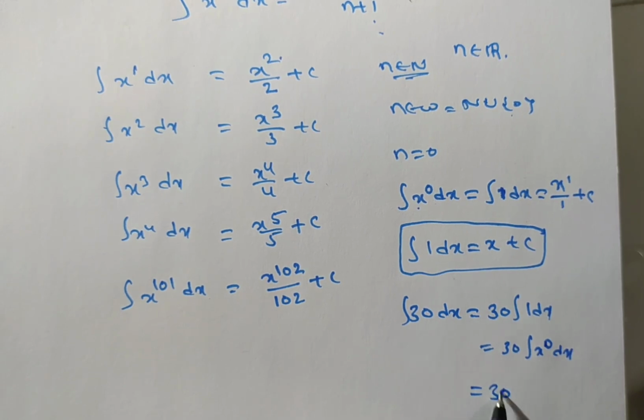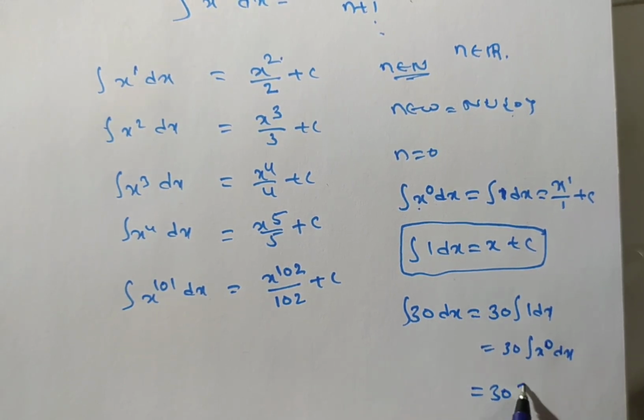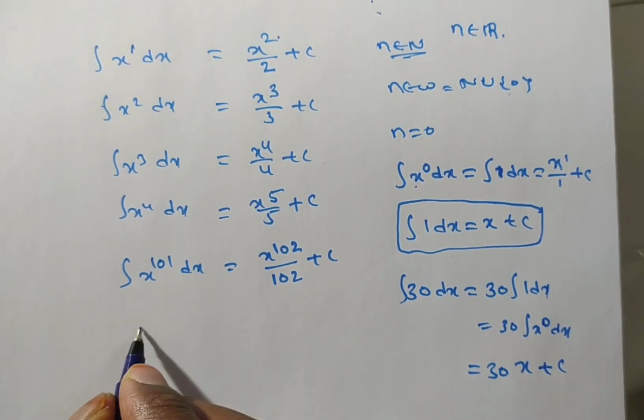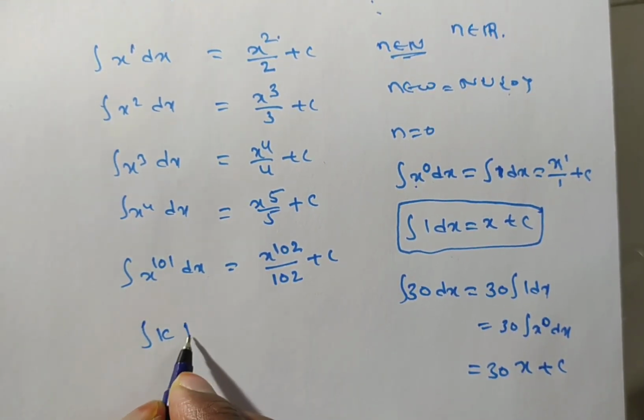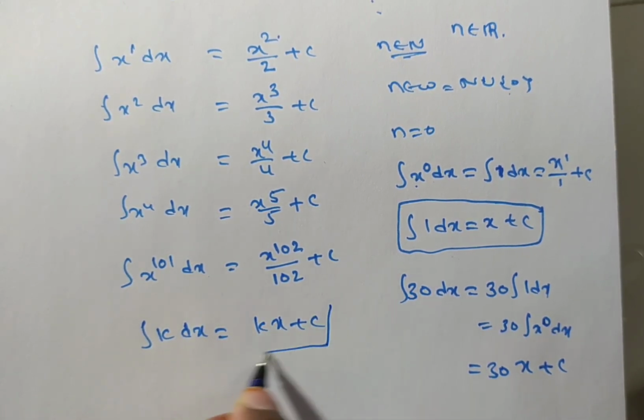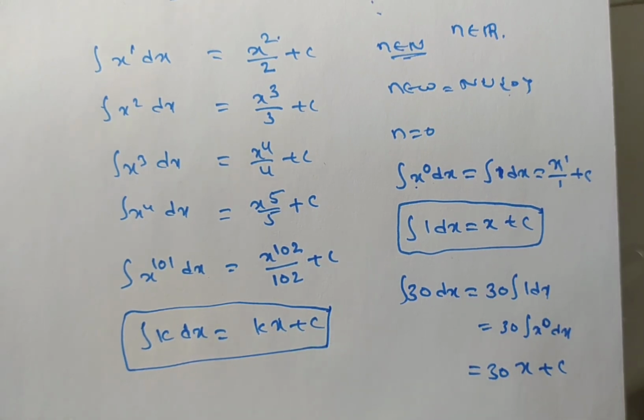Now integral of x power 0: integration is power plus 1 by power plus 1. So x power 0 plus 1 means x power 1 divided by 0 plus 1, which means x power 1 divided by 1. So integral of 1 is x plus c. So any integral of the constant dx is equal to kx plus c. Is it clear?